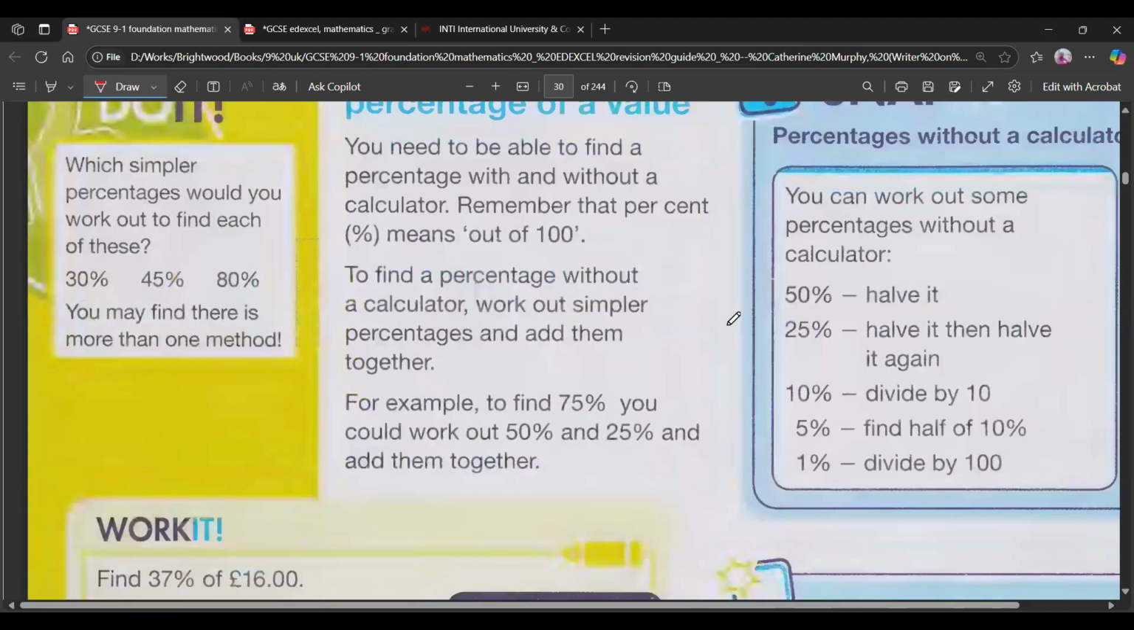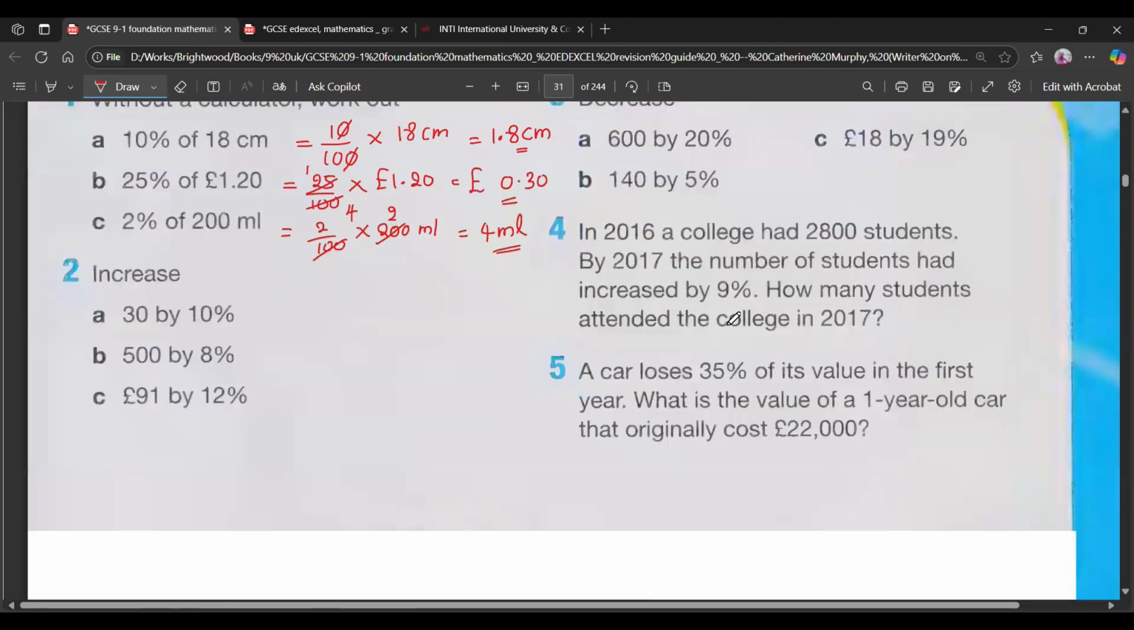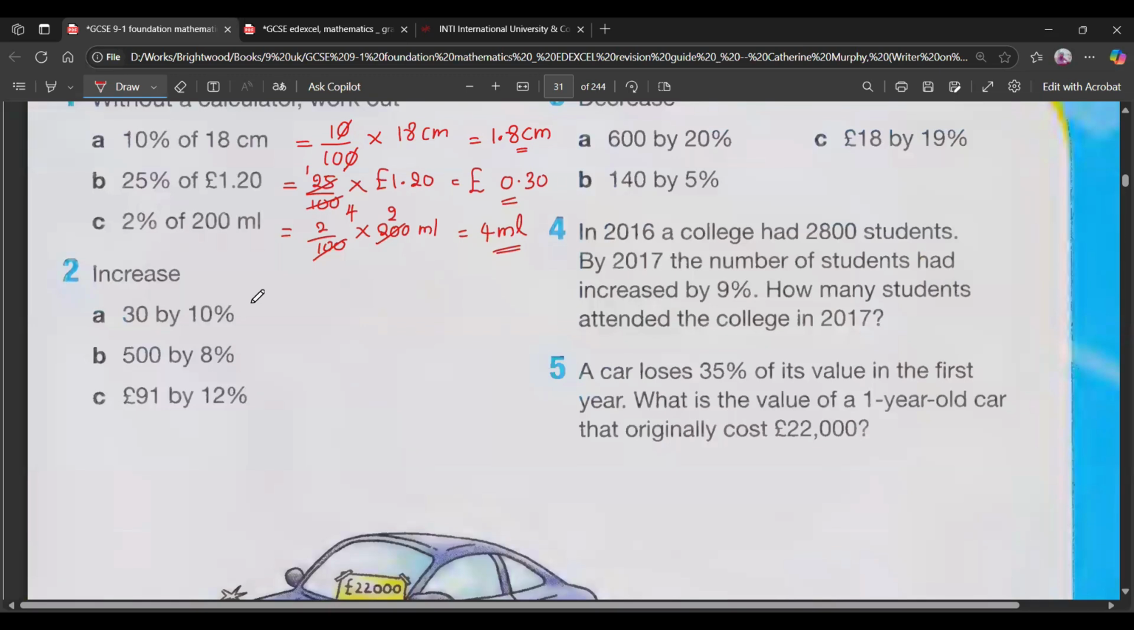Now, here they mentioned 30 by 10%. You have to increase 30 by 10%. That means "by" actually also means multiplication. 30 by 10%. So 0 and 0 cancel, and the final increase should be 3. Previously it is 30, now increase by 3. So what is the final answer? 33. 30 plus 3 is 33. Is that clear? Yes, sir.